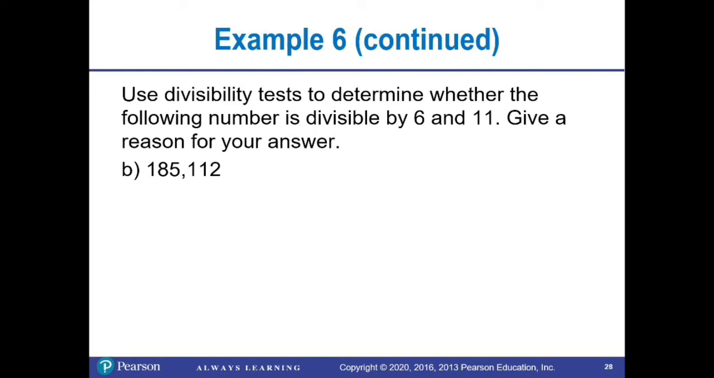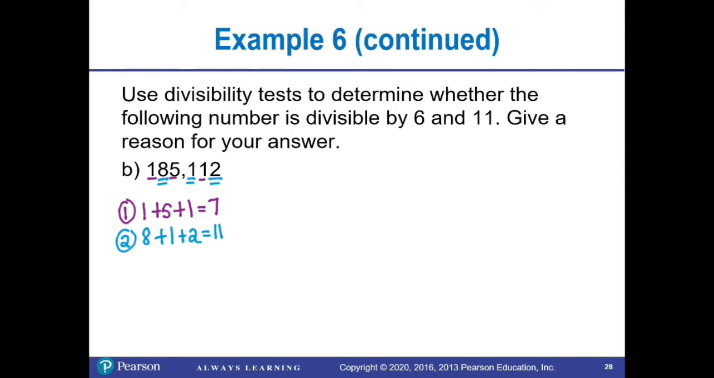Now let's look at 11. So with 11, we look at every other digit. So I'm going to underline every other digit in purple. So we have 1 plus 5 plus 1 is 7. Now the digits that are left, I'll underline in blue, and I'm going to add those digits together. 8 plus 1 plus 2 is 11.